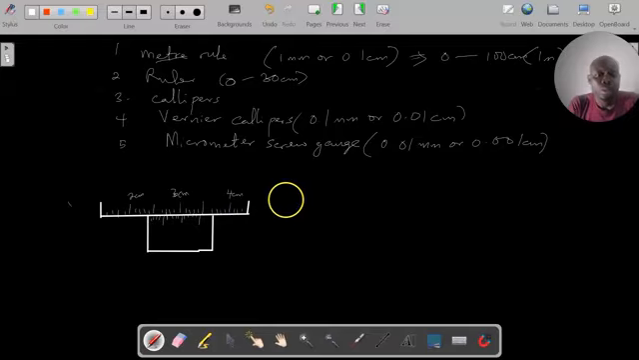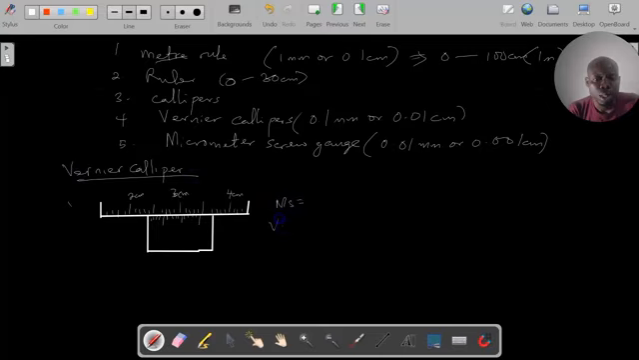Now this scale here is the main scale, while this one is called the vernier scale. So the idea is you add the main scale plus the vernier scale for you to get the readings of these vernier calipers. This is how the output of the reading always looks like. So you have the main scale and then the vernier scale. This is the vernier scale. This is the main scale. This is the vernier scale.